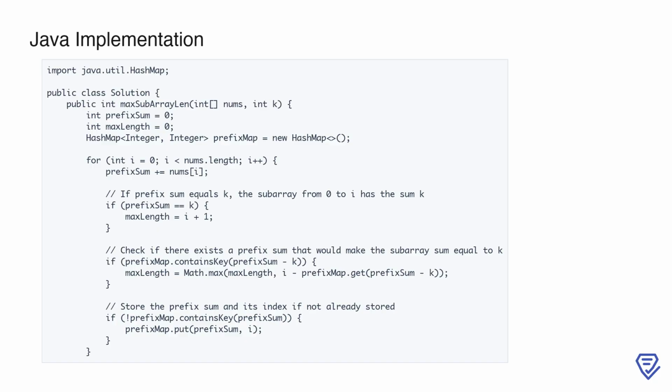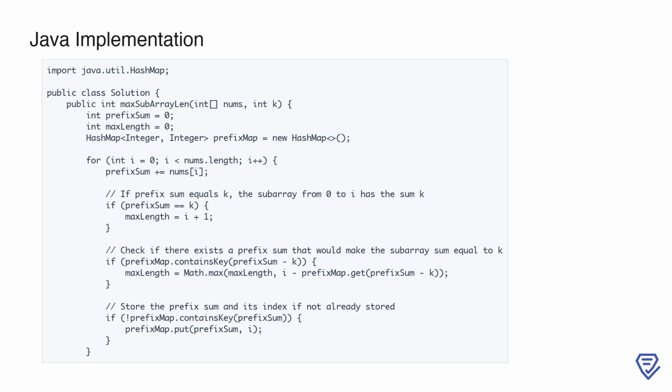If the prefix sum is equal to k, it means the subarray from the start to the current index has a sum of k, so we update maxLength to be the current index plus 1. Next, we check if there's a previous prefix sum stored in prefixMap such that subtracting it from prefixSum results in k. If such a prefix exists, it means we've found a subarray with the desired sum, and we calculate its length by subtracting the stored index from the current index.